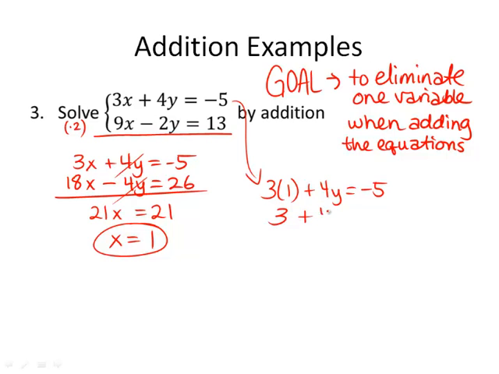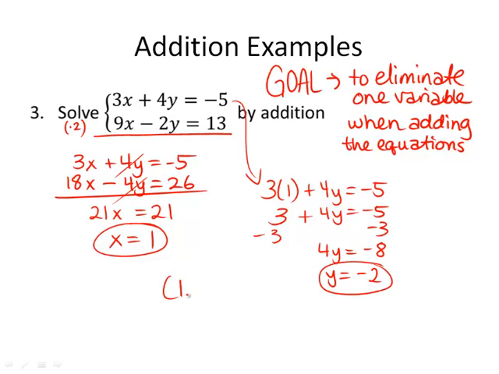So we got 3 plus 4y equals negative 5. Subtract 3 from both sides. You get 4y equals negative 8 and y equals negative 2. So your 1 comma negative 2 should be your answer.